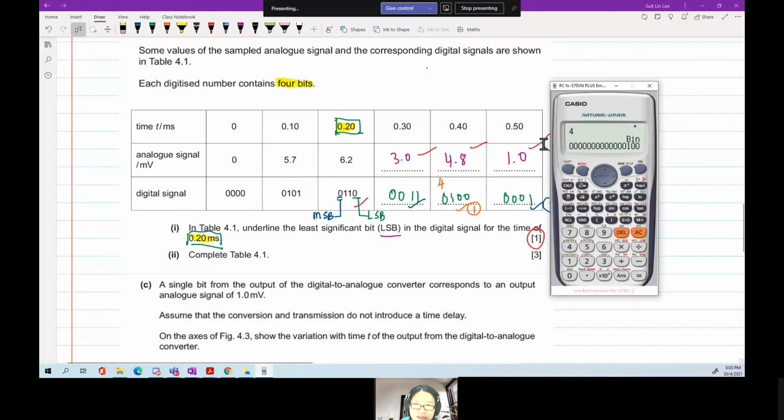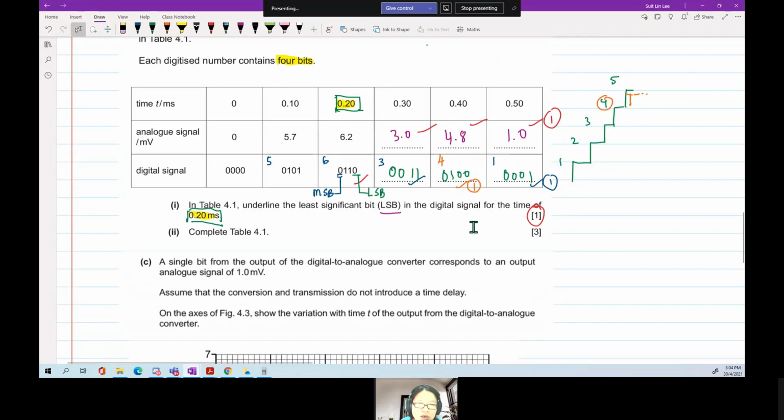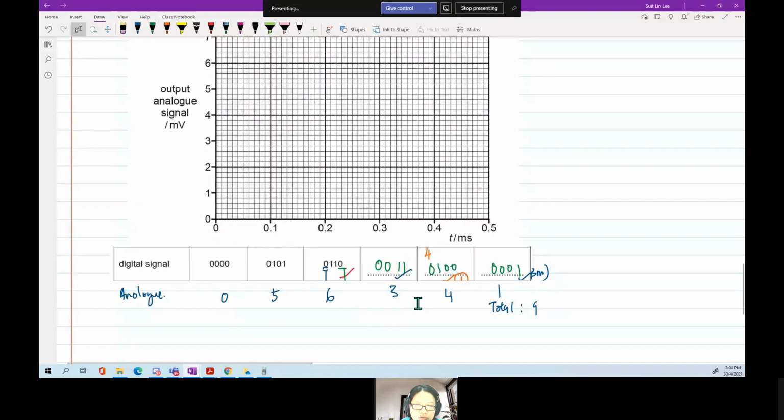You can always double check once they give you the answer. Like for example, this one is 0, 1, 0, 1. This is binary. If we convert to decimal, this is 5. So this one also we took 5, not 6. Sorry, and then this one we take 6. This one will take 3, 4, 1. Okay, so 6, 5, 6, 3, 4, 1.